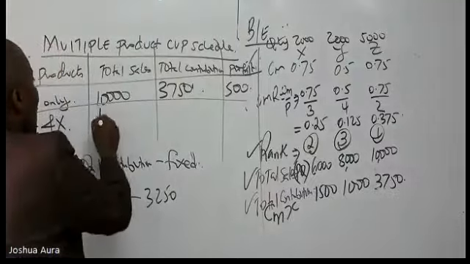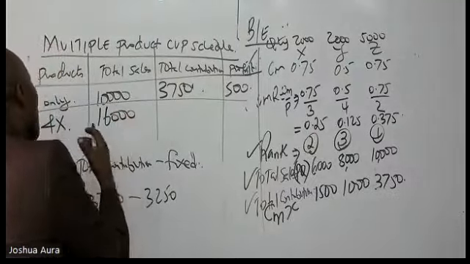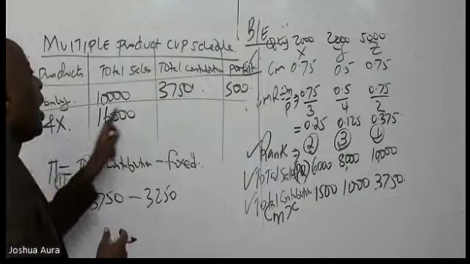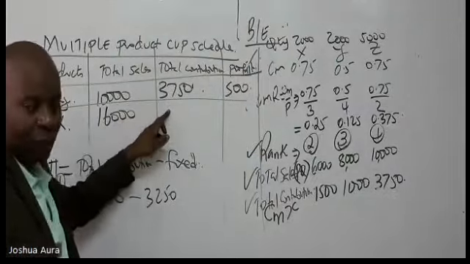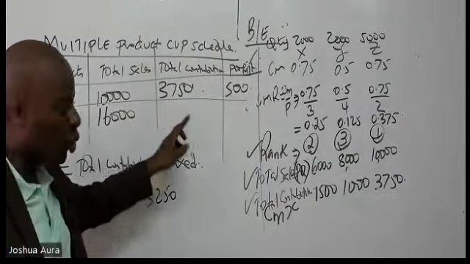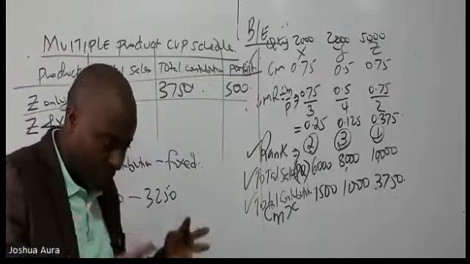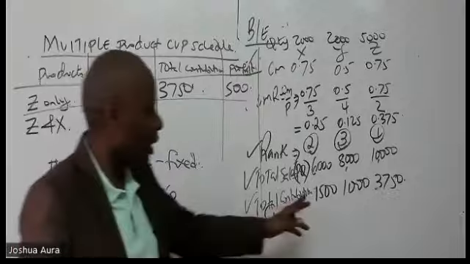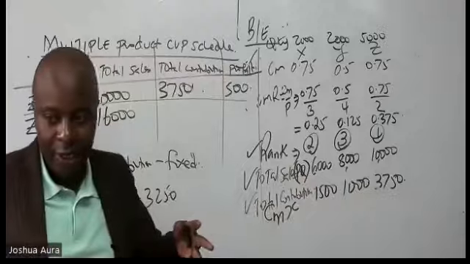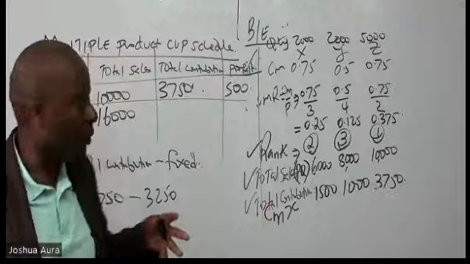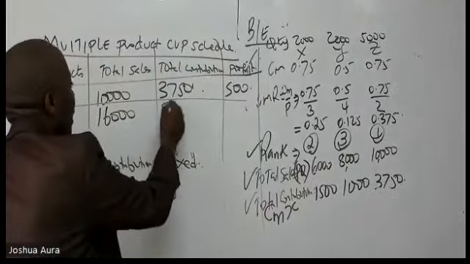Thank you so much. Now, if we produce Z and X, how much contribution shall we realize from both products? Go to the total contributions and combine the two, add the two together. Eric is giving me 5,250. Frida, I've also seen your figure, 5,250.